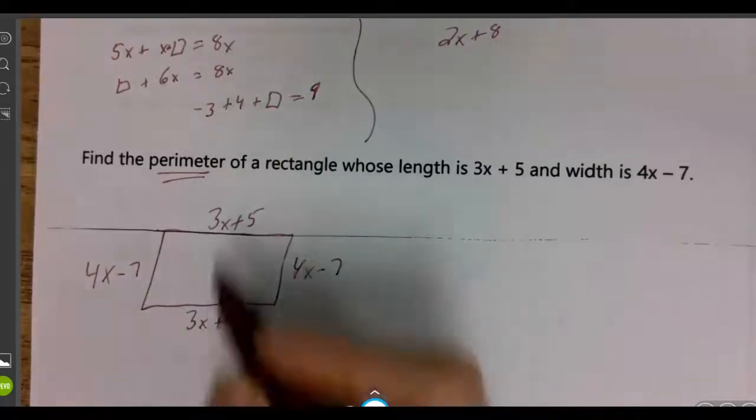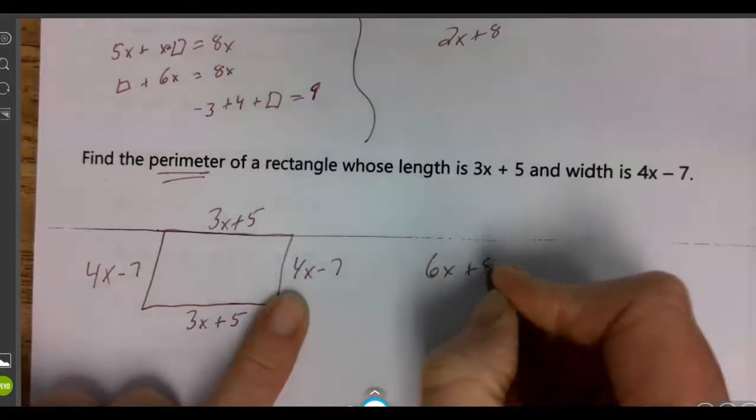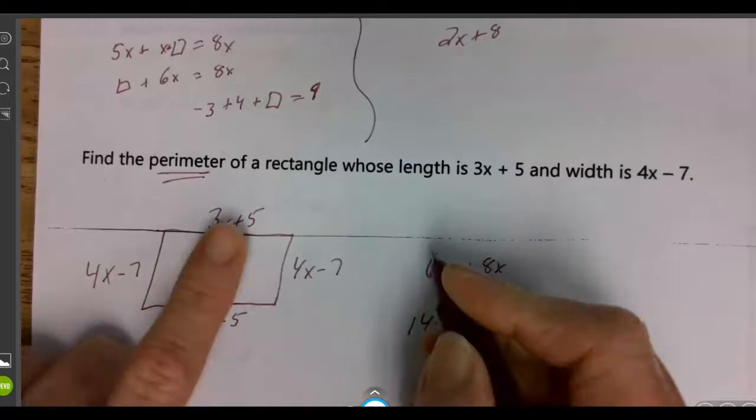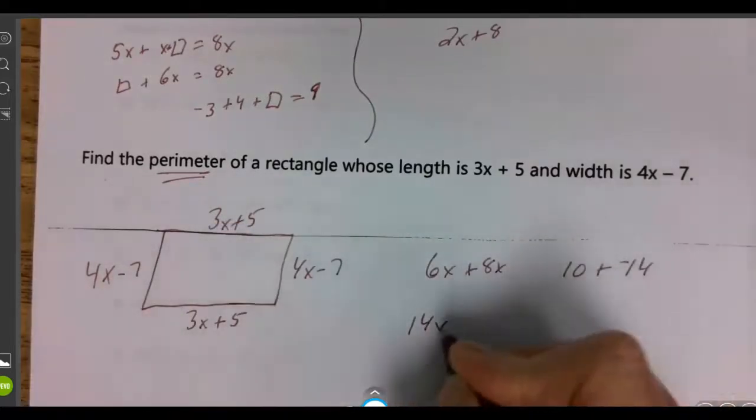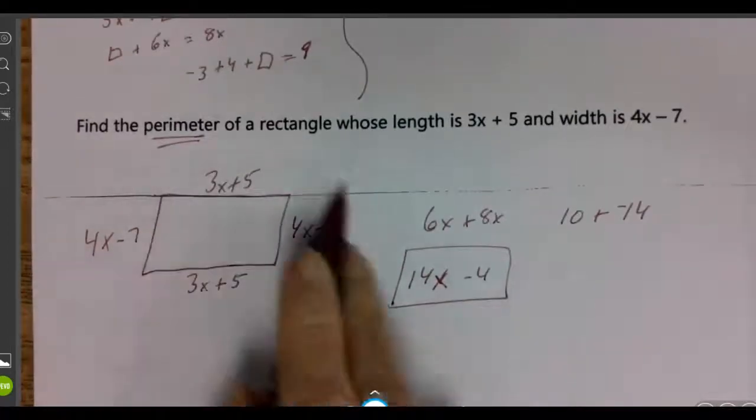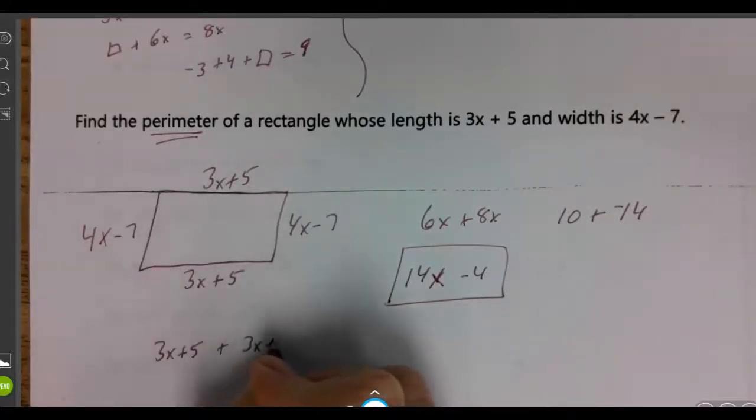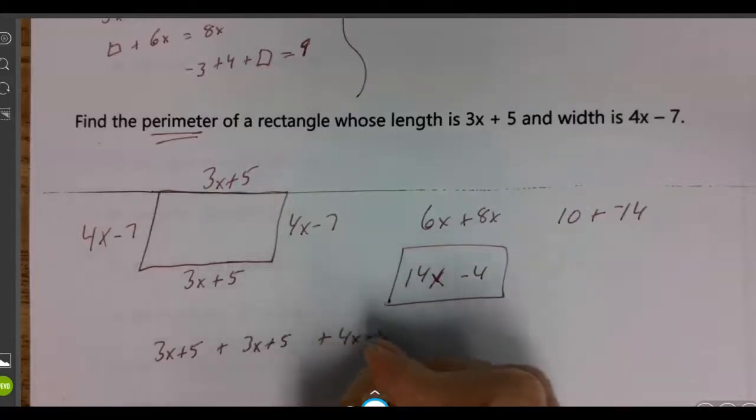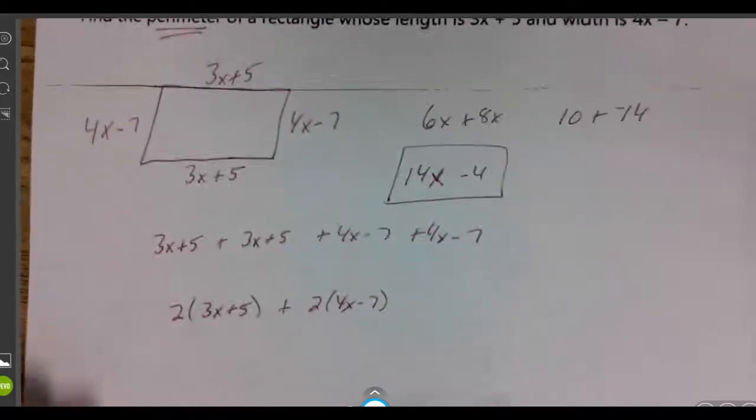You can write it out. You can also just go around: 3x and 3x, that's 6x. 4x and 4x, that's 8x. So that's going to give me 14x. Then I'm going to take 5 and 5, which is 10, plus negative 7 and negative 7 is negative 14. So that gives me a negative 4. That's my answer. What you're supposed to do is write all of this stuff out: 3x plus 5 plus 3x plus 5, plus 4x minus 7 plus 4x minus 7. Or you can put it as 2 times 3x plus 5 because you have 2 of those, and 2 times 4x minus 7. You can do that also, whatever hits you.